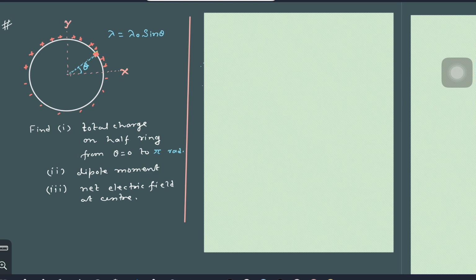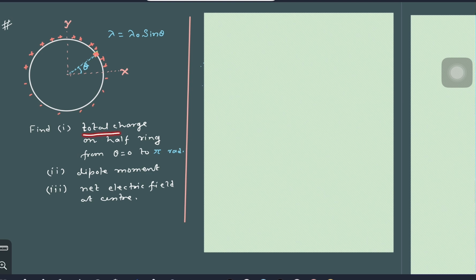And this ring is carrying non-uniform charge density such that linear charge density at angular position as shown here, theta, is varying according to this function, where lambda naught is a constant. You can treat the xy plane as the plane of the ring, center at origin. So at this angular position, linear charge density is lambda naught sine theta. Lambda naught is known. What we have to find?